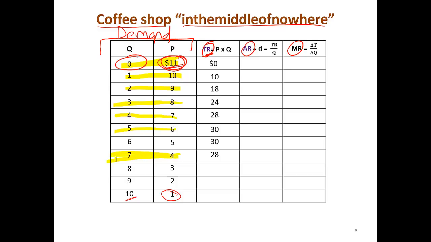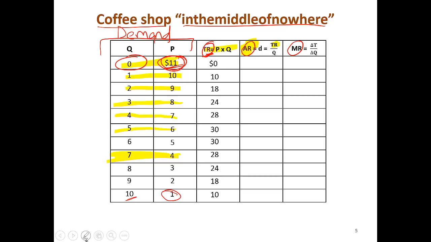$4, you sell 7 cups, 28, and so on. Okay, so look at this. Total revenue goes up first and it starts coming down. We learned about this in the elasticity chapter, why this is happening. Let's calculate average revenue. Average revenue is total revenue.